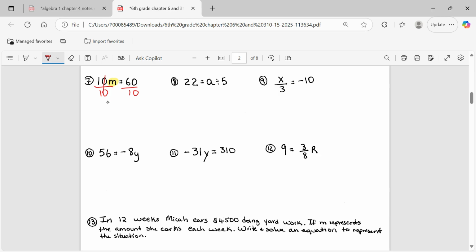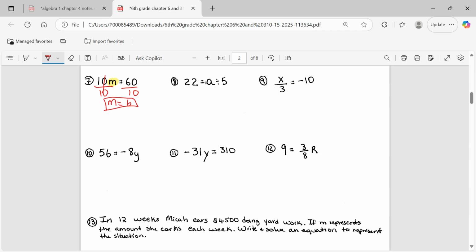10 divided by 10 is 1, so this is 1m. And 60 divided by 10 is 6. So your m is equal to 6. 10 times 6 is 60.